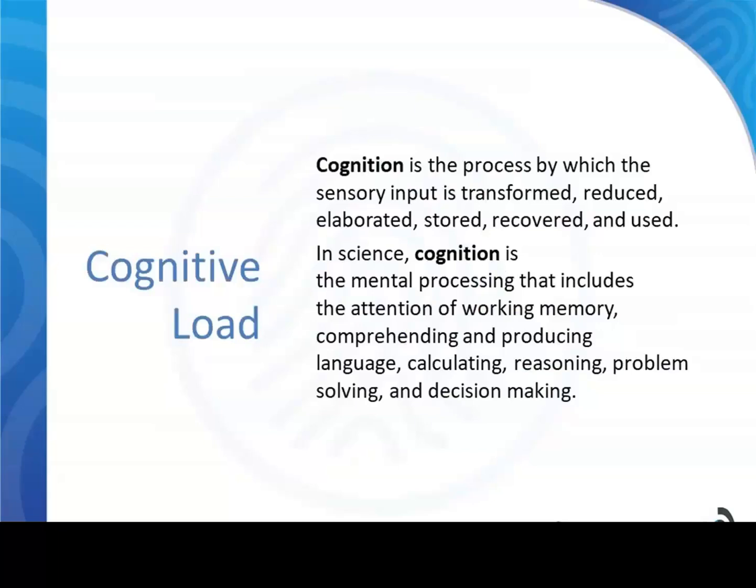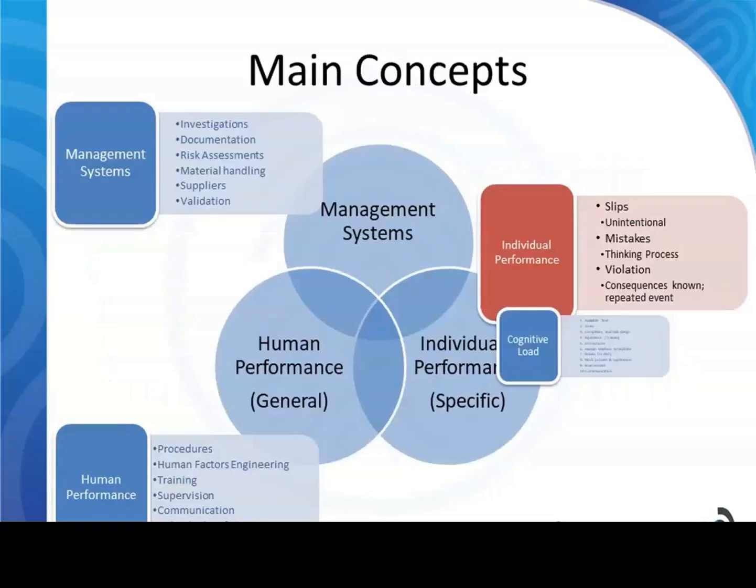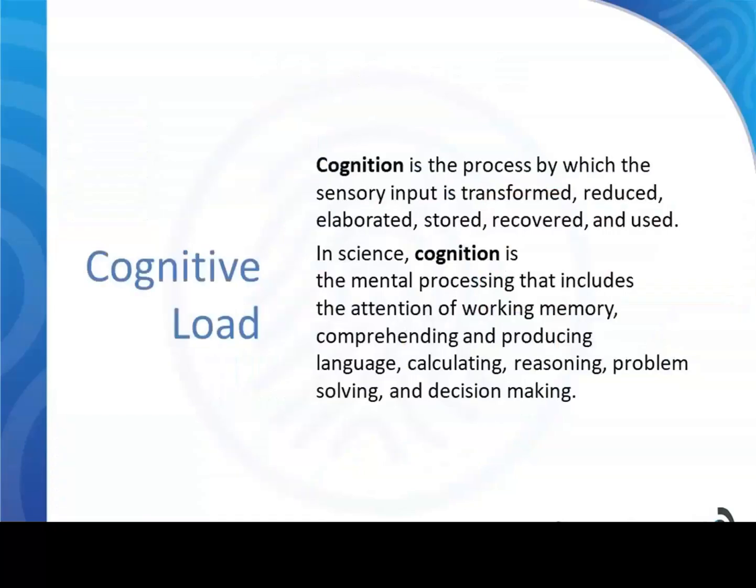That's why it was very small in the model. Remember that we only go there when we need to explain a slip, a mistake, or a violation. In this case, we had to create another tool to address cognition. And cognition is the process by which the sensory input is transformed, reduced, elaborated, stored, recovered, and used. But in science, in what we do, cognition is the mental processing that includes the attention of working memory, comprehending and producing language, calculating, reasoning, problem solving, and decision making. So this is responsible for memory, attention failures, calculation errors. Check, this is the area that will take care of it.